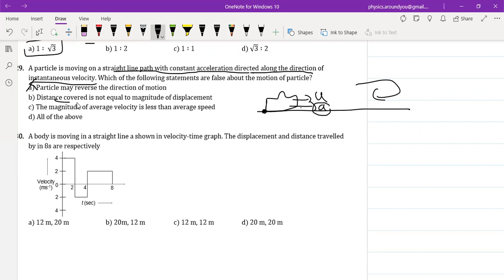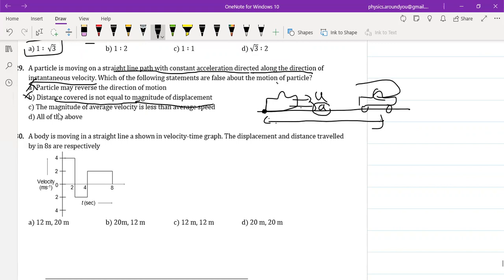Next, distance covered is not equal to magnitude of displacement. That is also false because at any instant of time, if you freeze the car, this is the displacement and that would be the same as distance. Magnitude of displacement and distance both are the same. The second statement is also false.